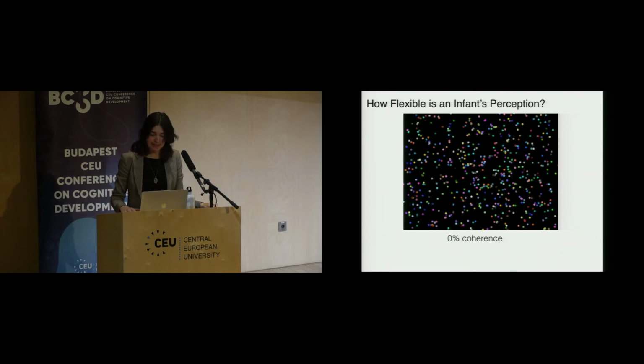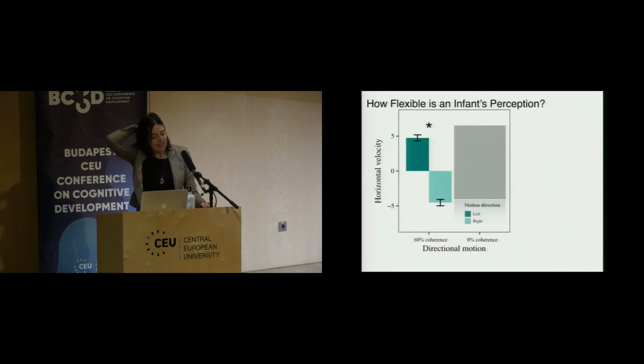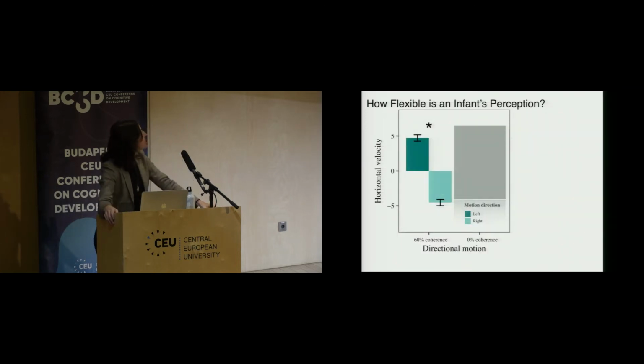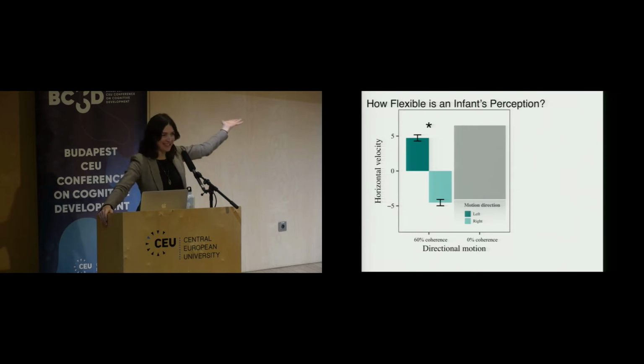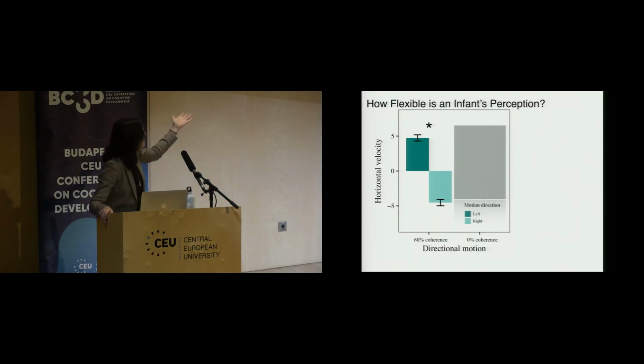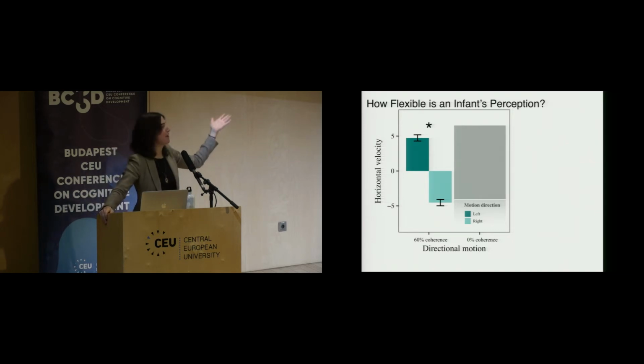Okay, so what do we see? Well, starting from the 60% coherence case, what you can see is that our indexing of the direction of motion is very good. I've never seen error bars on a baby study like this. This is with 20 infants. Doesn't this make everyone want to study motion? It made me want to study motion, which is why I'm going to show you 4 experiments.